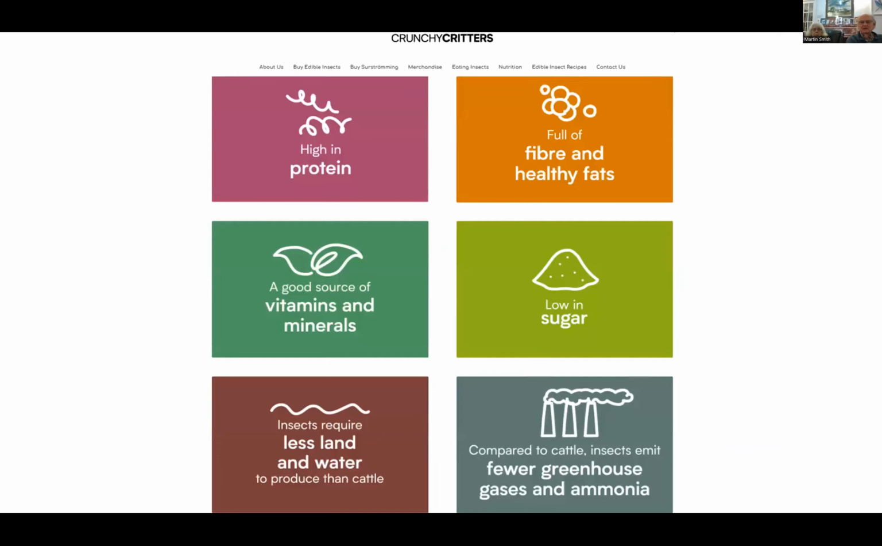So we really now need to look at the traditional food. Before we ate hunted animals, by far and away the biggest source of nutrition, and it still is in primitive societies, is insects. Insects are high in protein, full of fiber and healthy fats, low in sugar, a good source of vitamins and minerals, and need less land and water, with fewer greenhouse gases and ammonia. So just forget the hang-ups of the diets we've been familiar with for 200 years, and look at it on a world scale. There's got to be a big change here.